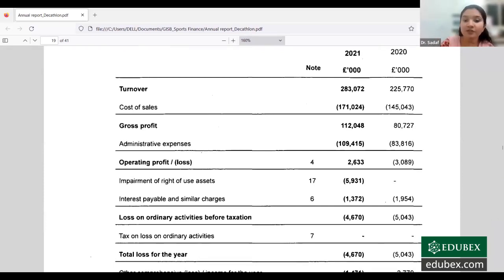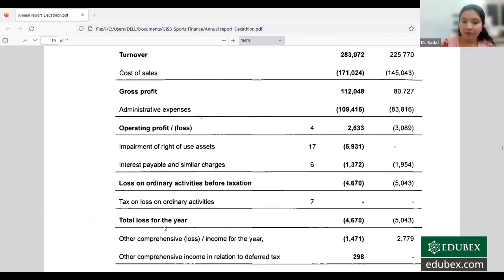So impairment means reduction in the value of assets, those assets which are used on lease basis, which are used on rental basis. I'm talking about right of use assets. So right of use assets refers to those assets which are used on lease or rental basis. If the company has taken any loan, what is the interest that they are paying on this loan? Then loss on any extraordinary activities or normal activities of the business. The loss for the year will be shown here.